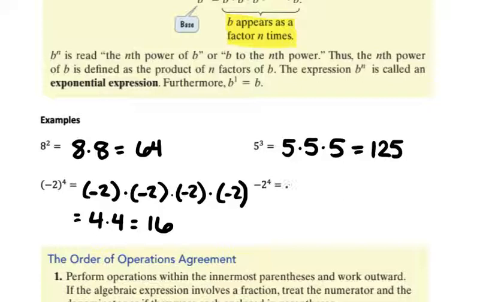If we don't use the parentheses, then what we mean is that we're multiplying 2 by itself 4 times, and then we're making the answer negative. So 2 times itself 4 times is 16, and then we make that negative. So this is equal to negative 16. So you just want to be careful when you're dealing with negatives.